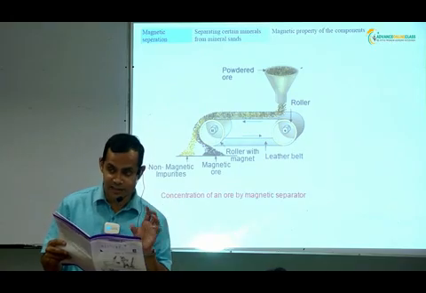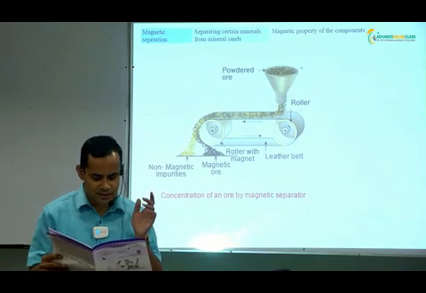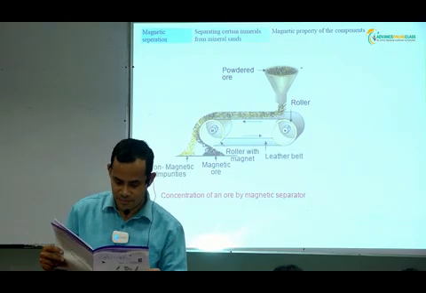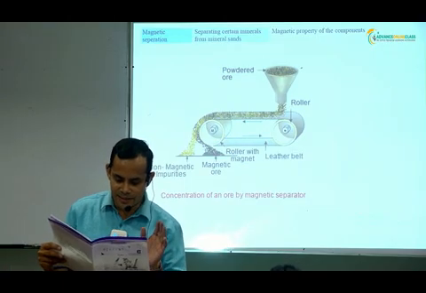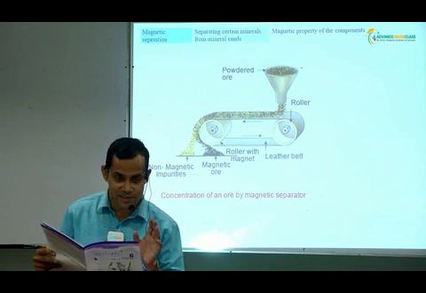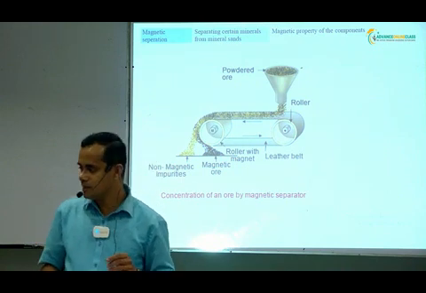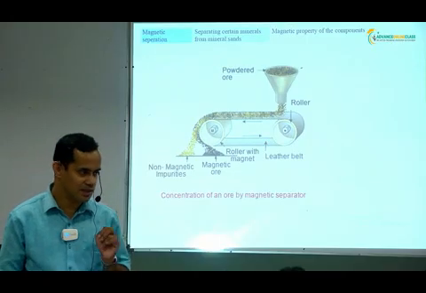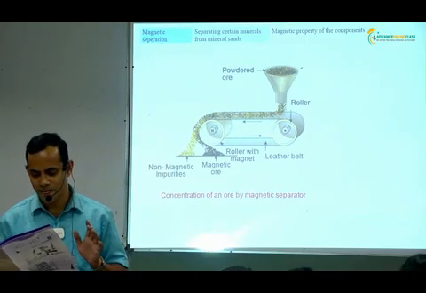Magnetic separation is a little advanced. Magnetic separation. Then highlight separating certain minerals from mineral sand. Highlight that part. Right? Okay.